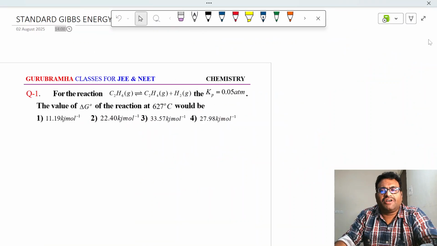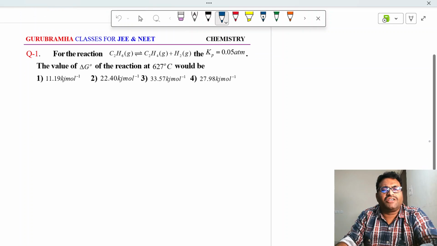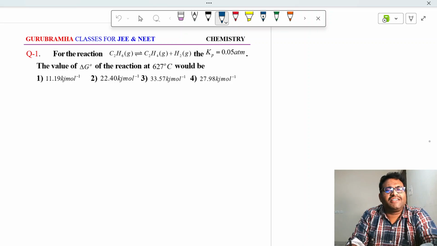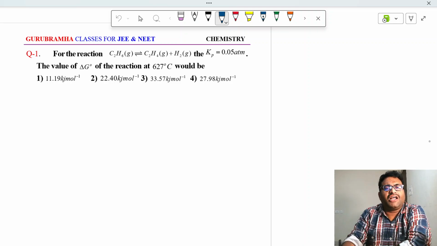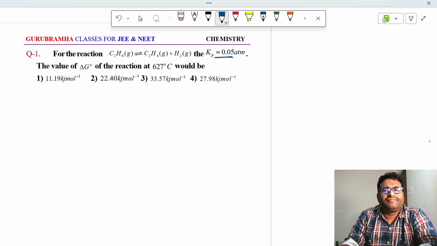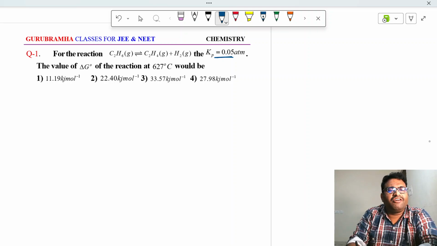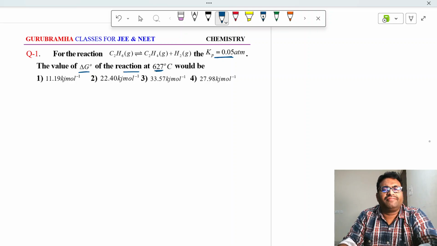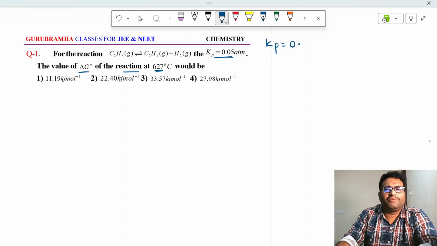In this, what is given? A question is given. We are asked to solve it. For this gaseous reaction, Kp is already given. We need the value of delta G naught of the reaction at 627 Kelvin. Kp is equal to 0.05 atmosphere and the temperature is 627 plus 273, that is equal to 900 Kelvin.